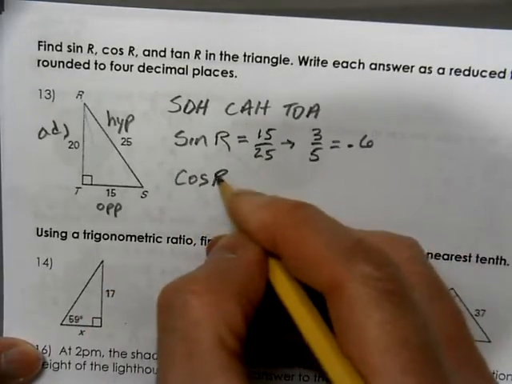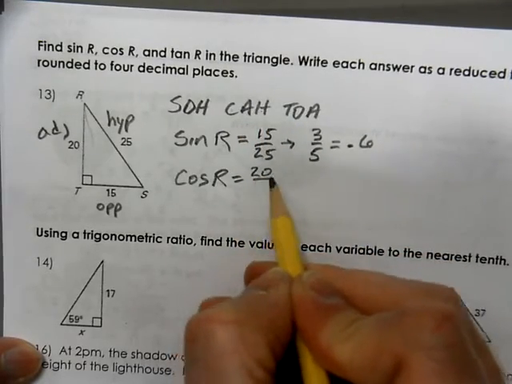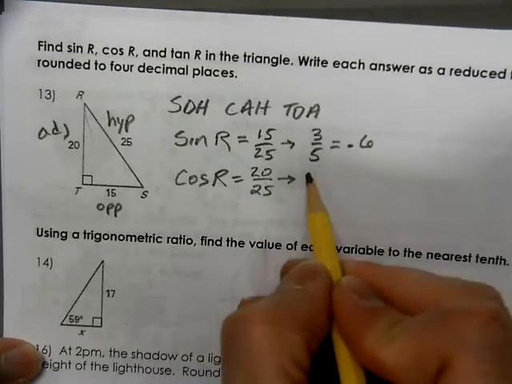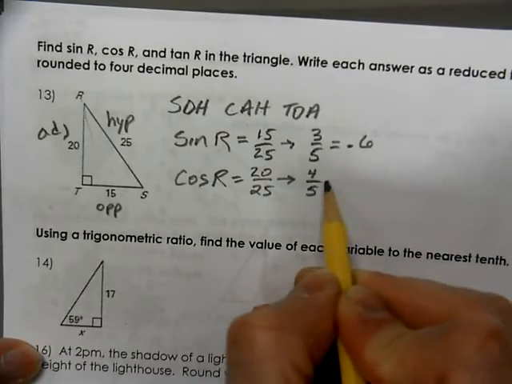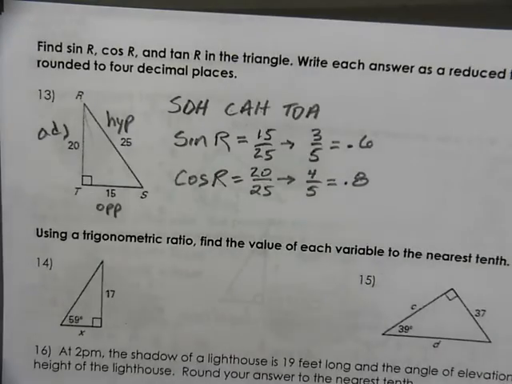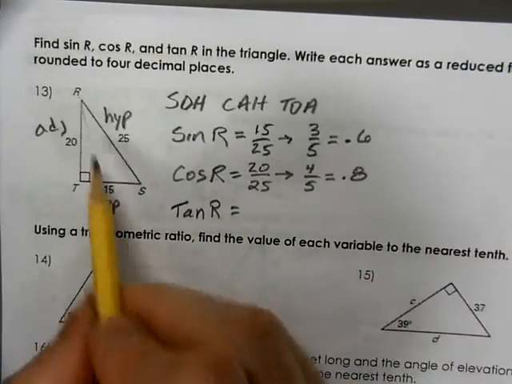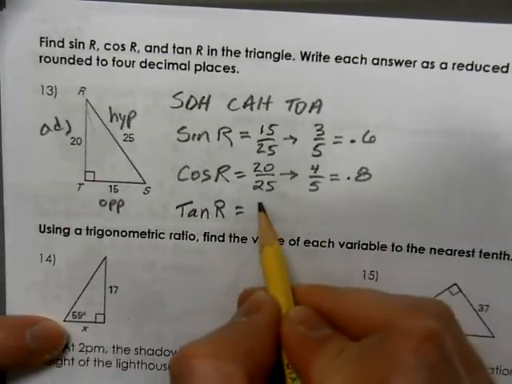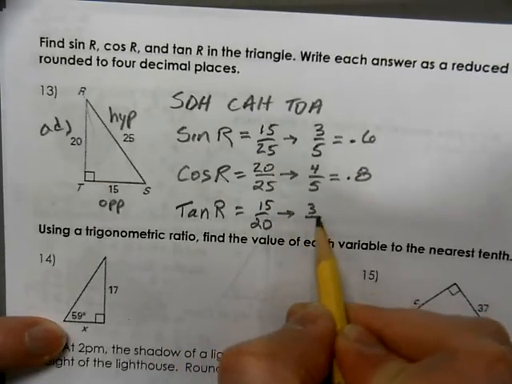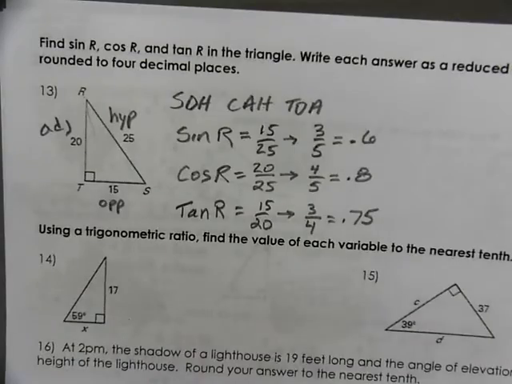The cosine of r, which is adjacent over hypotenuse, is 20 over 25. 5 goes in the top number 4 times, 5 goes in the bottom number, which is exactly 0.8. And then the tangent of angle r, the opposite over adjacent, which is 15 over 20, which is 0.75.